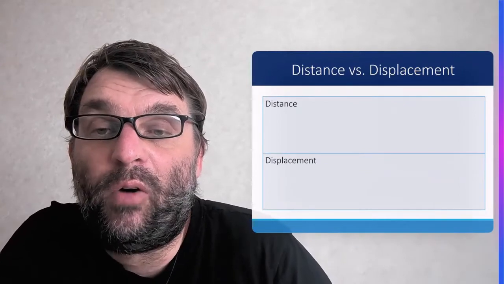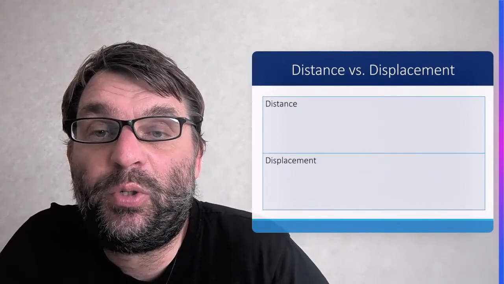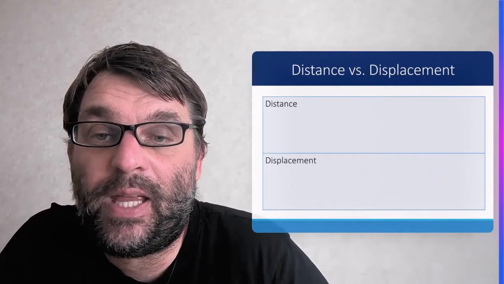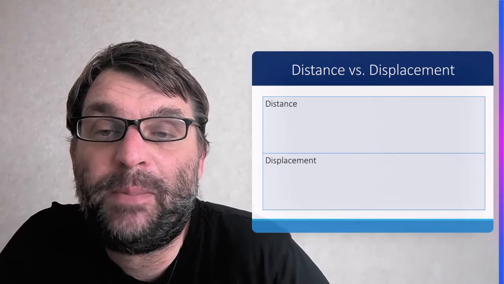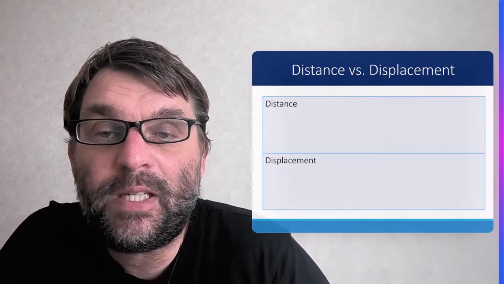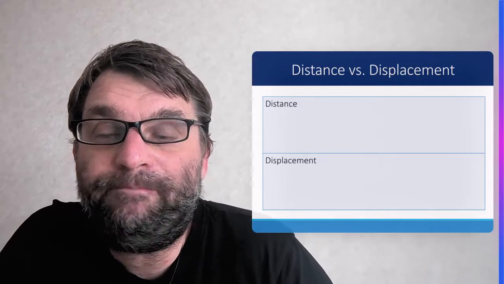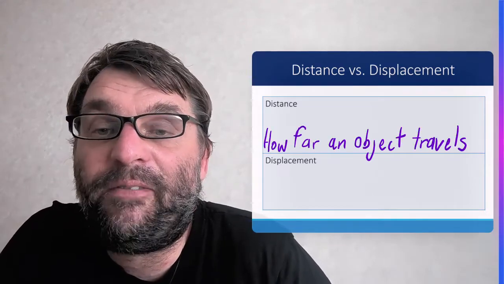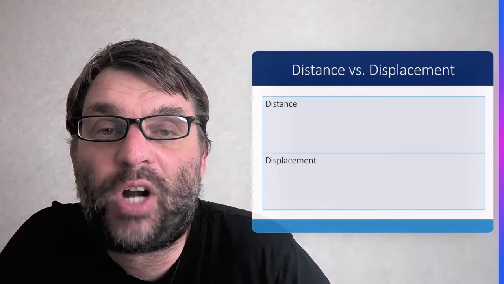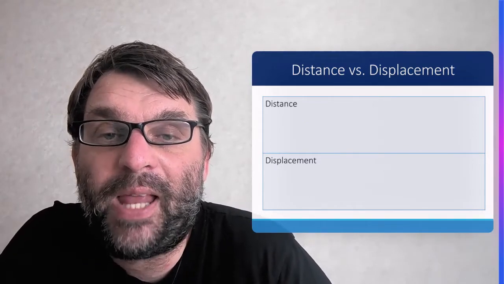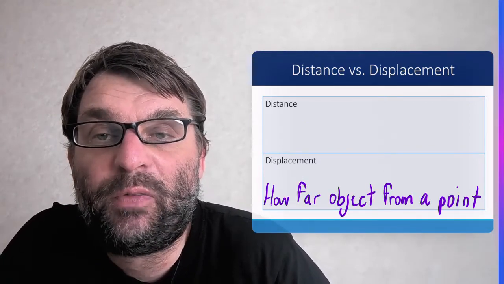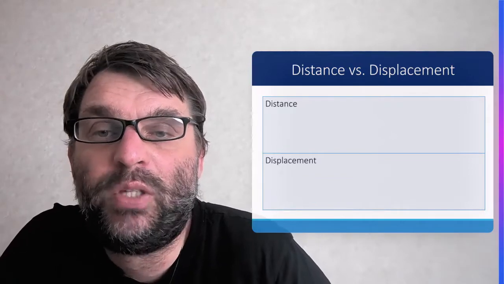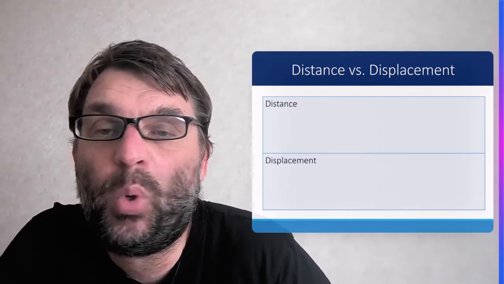In terms of vectors, you also have to know the difference between the concepts of distance and displacement. They might seem the same to you, but they are very different in physics. Distance is basically how far an object has traveled, and displacement is how far an object has traveled from a particular point, or in relation to a particular point.